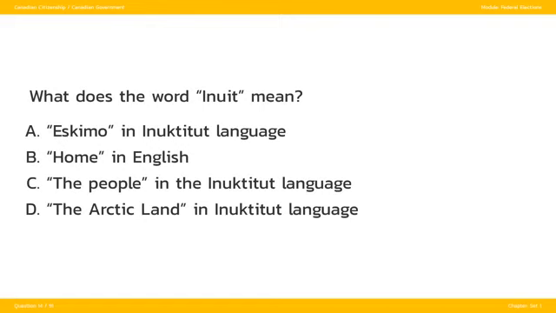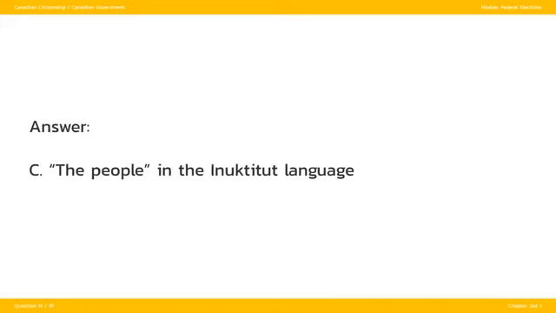What does the word Inuit mean? A. Eskimo in Inuktitut language. B. Home in English. C. The people in the Inuktitut language. D. The Arctic land in Inuktitut language. The answer is C. The people in the Inuktitut language.